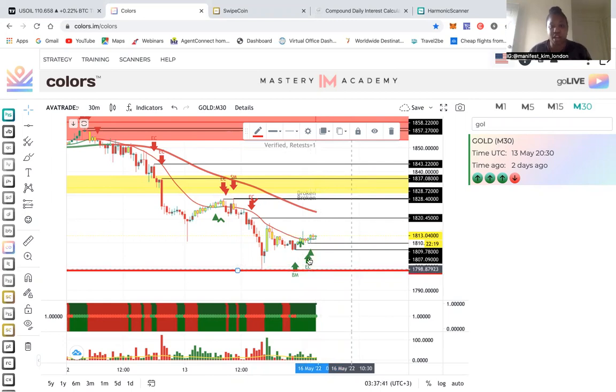Then look at this, guys. You could use this as TP1, TP2, TP3. And if it breaks this box and this box turns green, TP4, and one of these black lines as TP5 on gold.